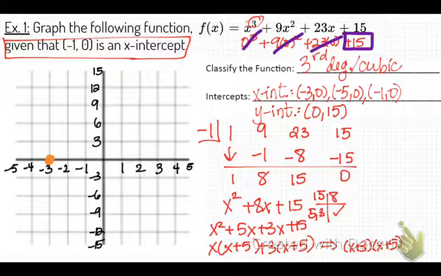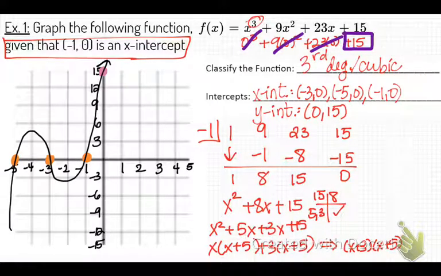So what's my first x-intercept? Negative 3, 0. What's my second one? Negative 5, 0. And what's my last one? Negative 1, 0. Good. And what is my y-intercept? 0, positive 15. And a cubic, where does that start? Where do I begin my graph? Bottom left. And it ends at the top.